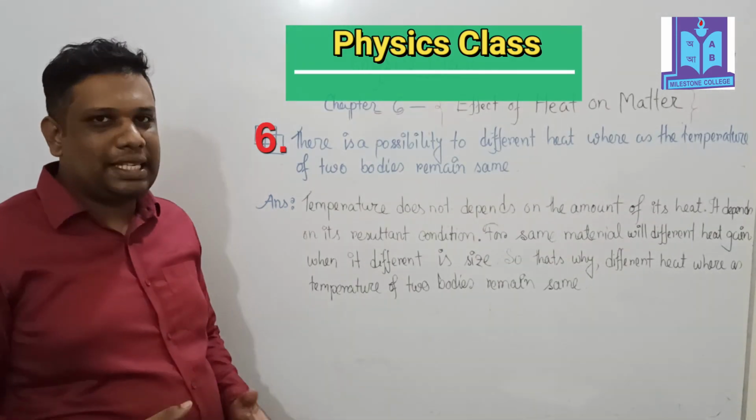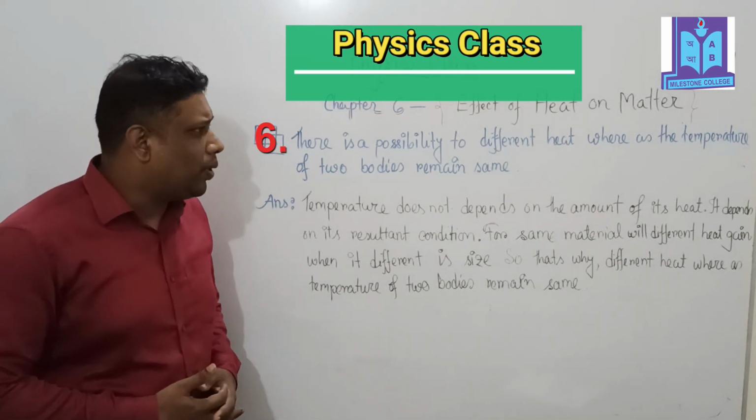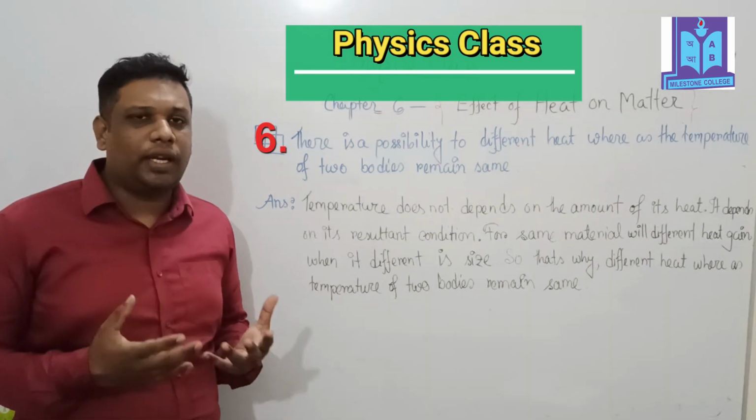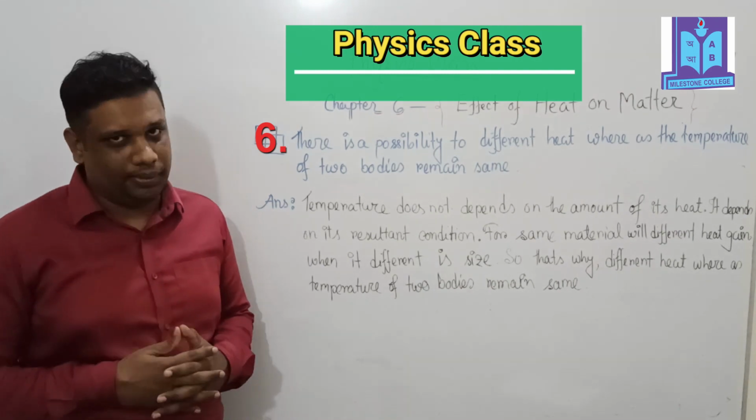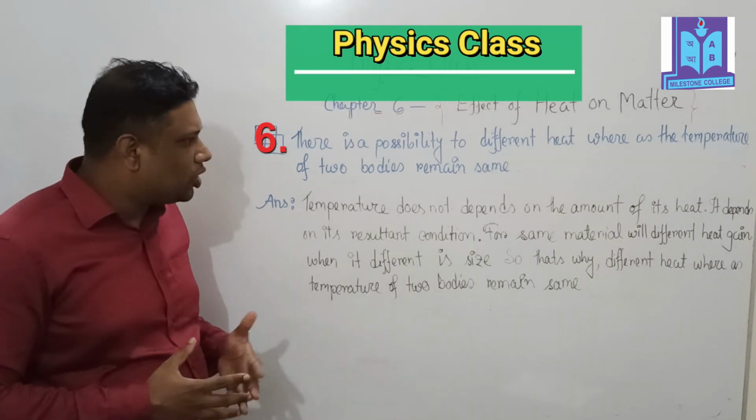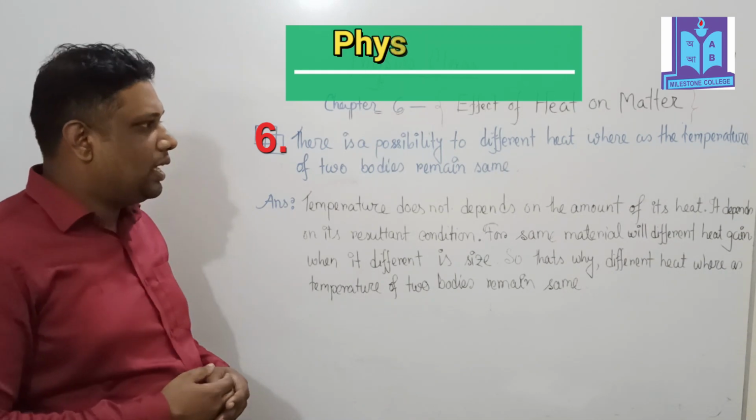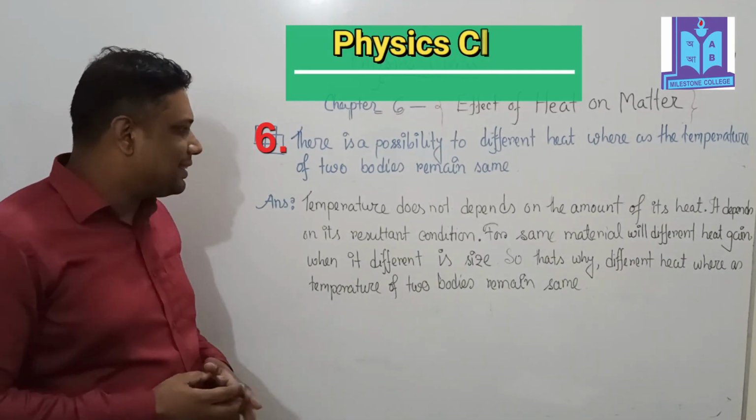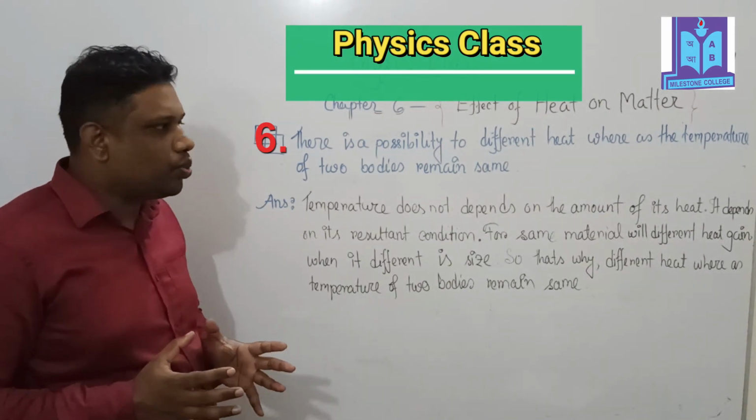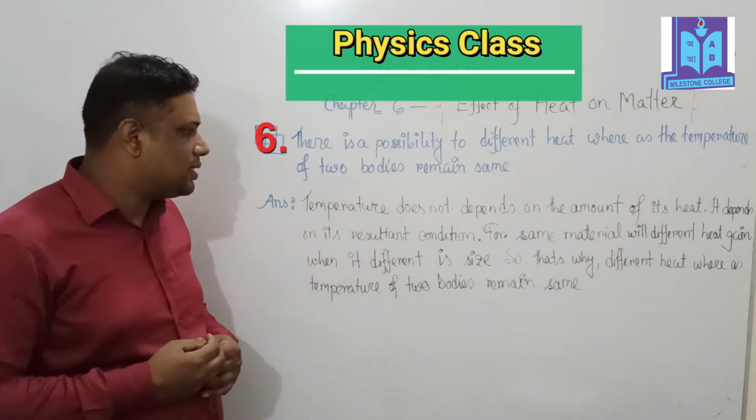So my dear students, our next question is: there is a possibility of different heat whereas the temperature of two bodies remains the same. My dear students, temperature is an overall condition. Temperature does not depend on the amount of its heat. It depends on its resultant condition. For the same materials with different heat gain, it will differ in size.